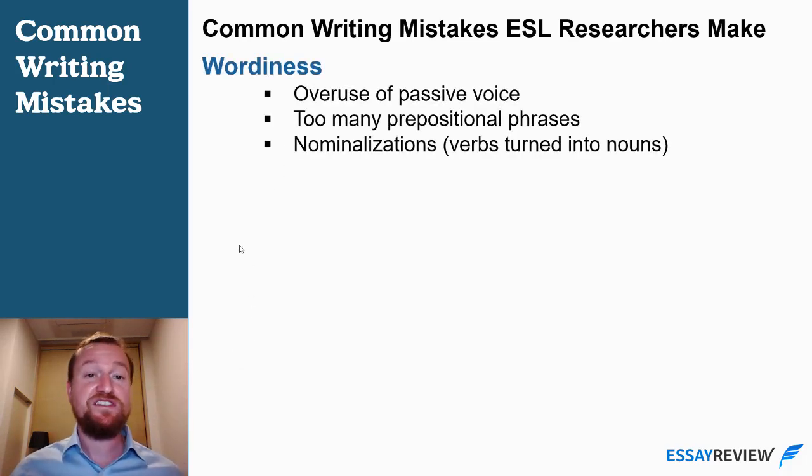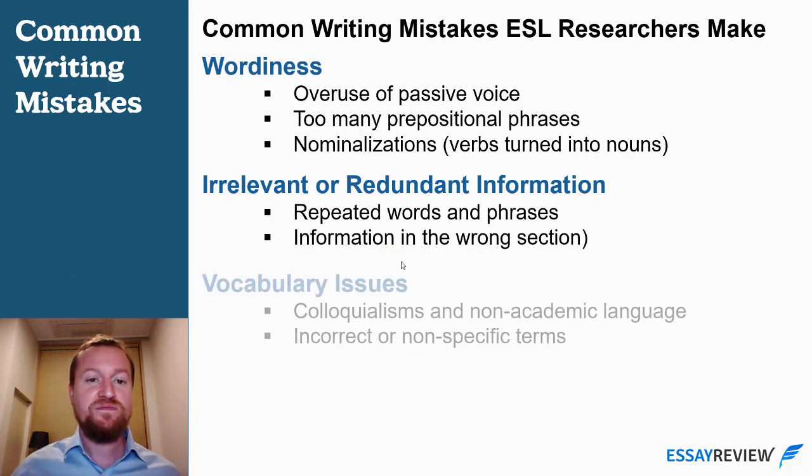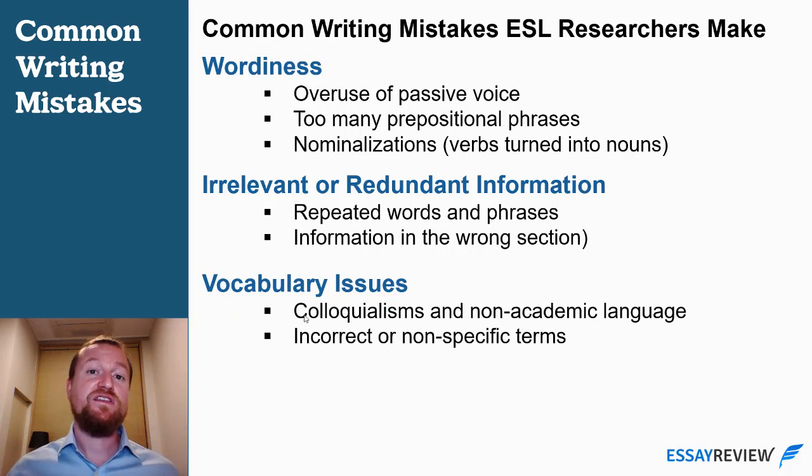I've divided these into 4 categories. First, wordiness. This can mean overuse of passive voice, too many prepositional phrases, turning verbs into nouns. Wordiness is essentially using too many words to describe something. Second, irrelevant or redundant information. This can mean repeating the same words again and again, or putting the information in the wrong section. Third, vocabulary issues. This can mean using colloquialisms or non-academic terms to describe your work, and incorrect terms. And we'll look at some ways to improve your vocabulary.